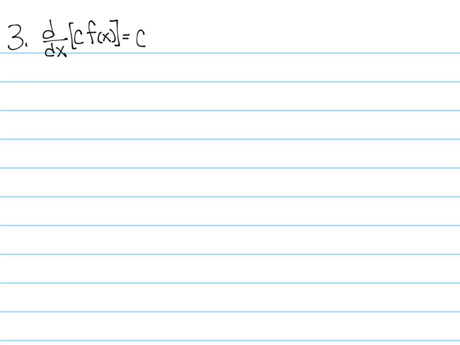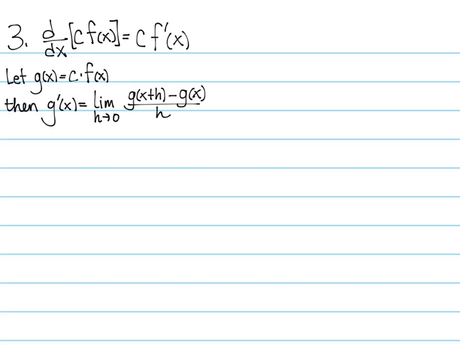So here's a slightly more complicated one. The derivative of a constant times a function is the constant times the derivative of the function. So what we're going to do is we're not going to work with the constant times the derivative of the function in the beginning. We're going to create another function, g of x, which equals c times f of x. And we're going to take the derivative of that. And the derivative of that is just the limit as h goes to 0 of g of x plus h minus g of x, all divided by h.